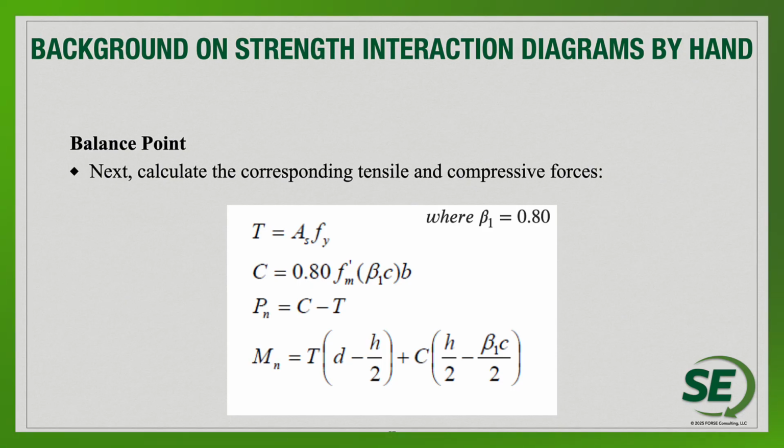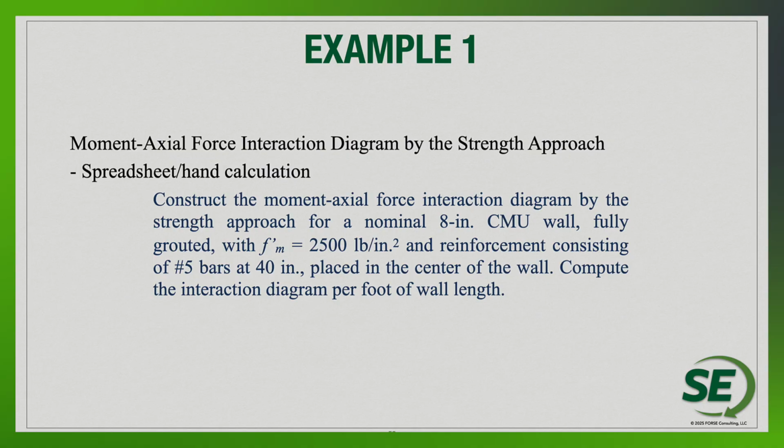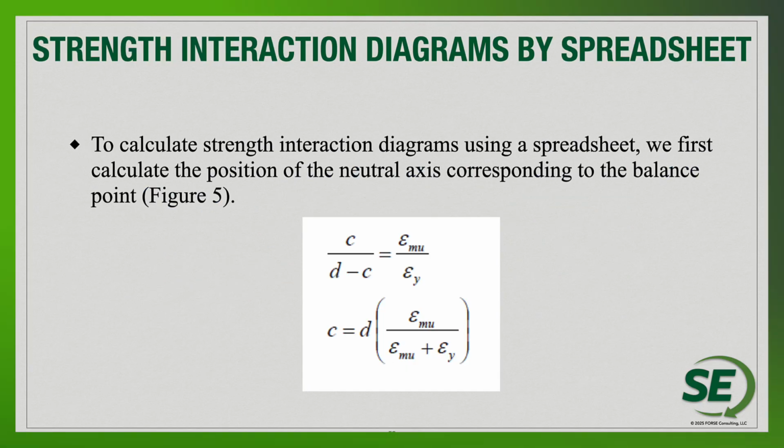So looking at this, just coming up with a simple example, we'll define what the overall moment axial force interaction diagram would be. For this design, we'll look at the design for an 8-inch concrete masonry wall, fully grouted, F'm of 2500, number 5 bar at 48 inches on center, and see what the overall interaction diagram would look like. Again, we want to calculate some of the different variables for our designs.